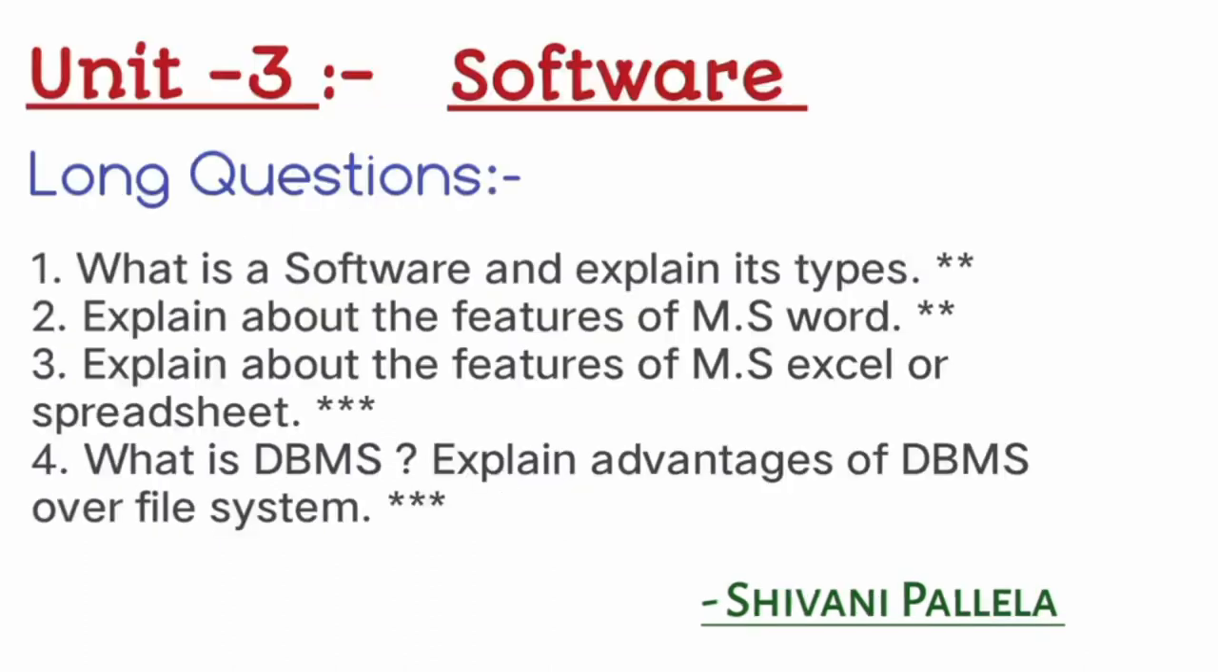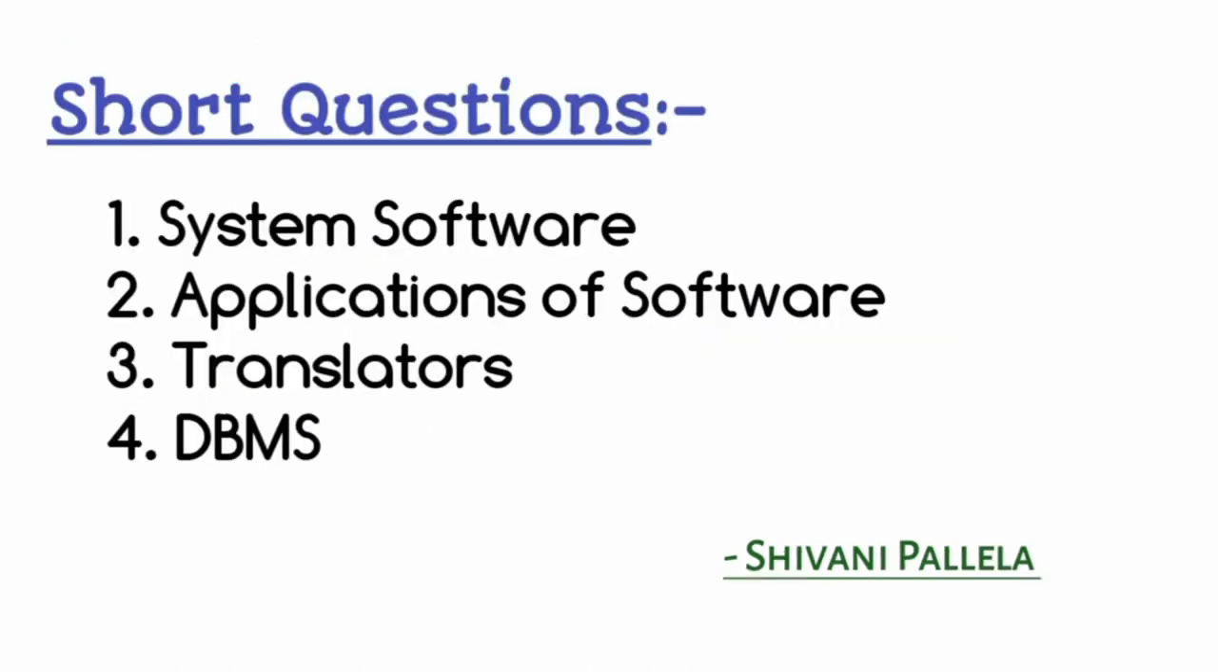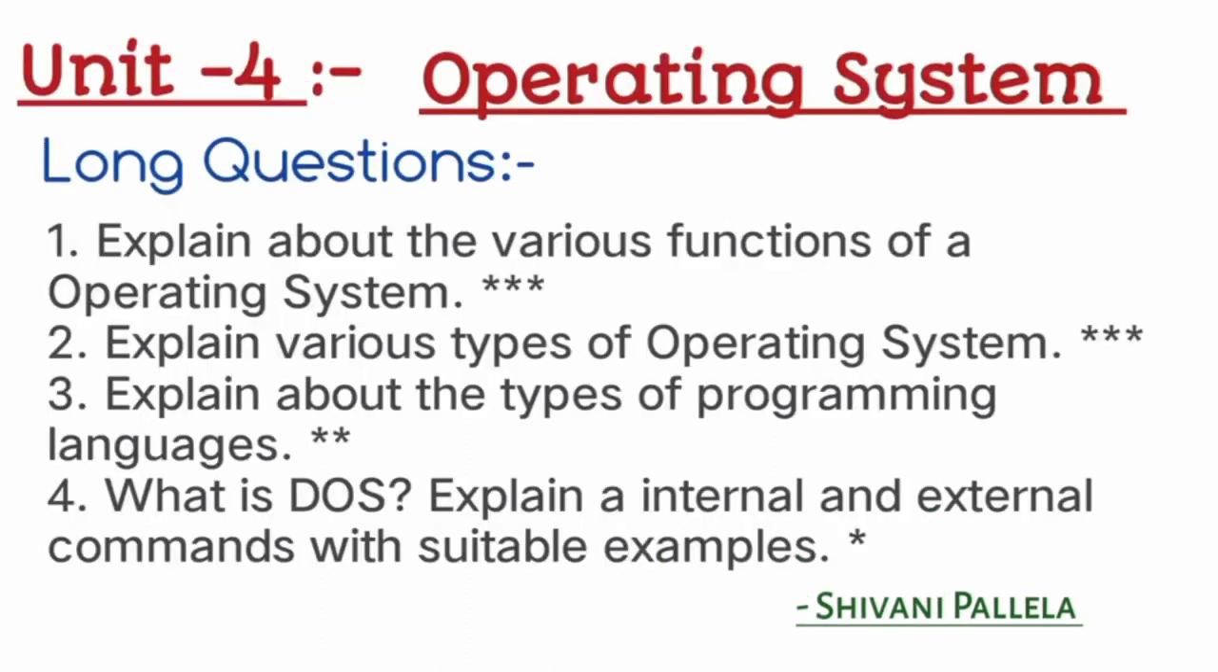In unit number 3, out of 4 questions, the top 3 questions are features of MS Word and types of software. What is software, and explain the types of software. This is an important question, and MS Word. The third important question is features of MS Excel and spreadsheet. So these are the third unit's important questions. And translator, system software, DBMS (database management system) will be useful for short questions of 2 marks.